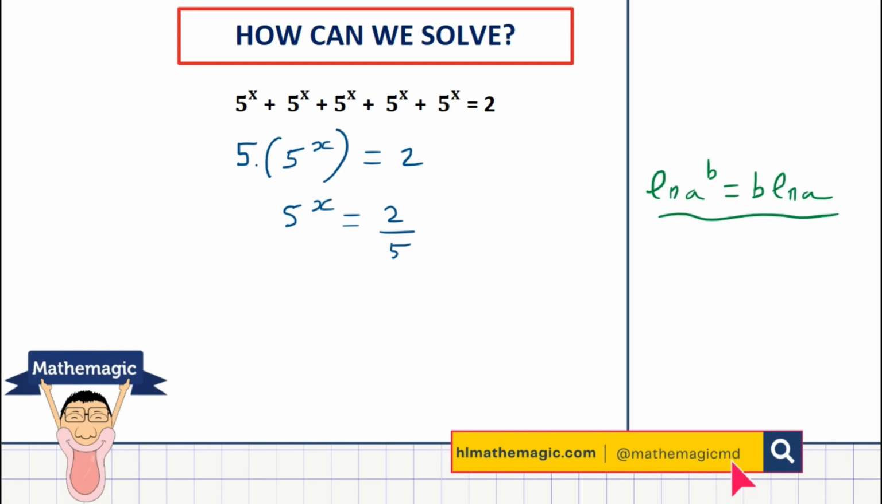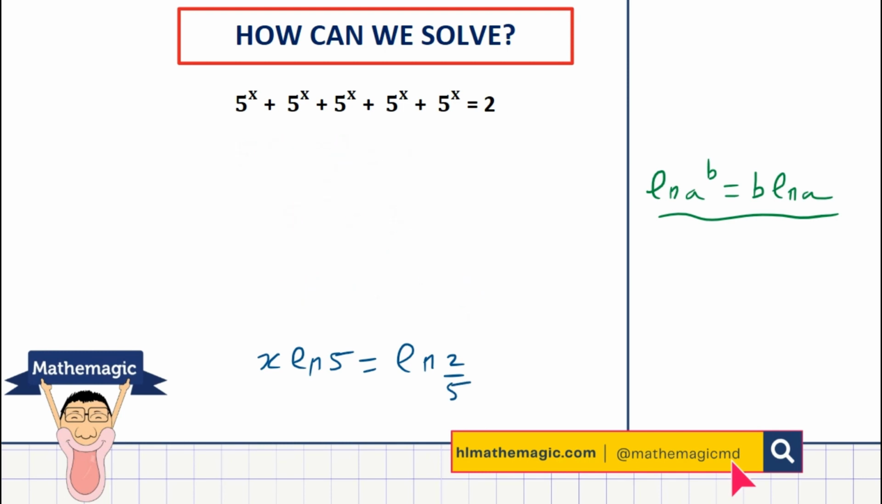So we're going to say ln of both sides. So ln of 5 to the power x equals ln of 2 over 5. And we can drop the x in front and say x ln 5 equals ln of 2 over 5. Now let's remember that ln 5 is an actual value. So what we can do is we can say x is equal to ln of 2/5 divided by ln of 5.